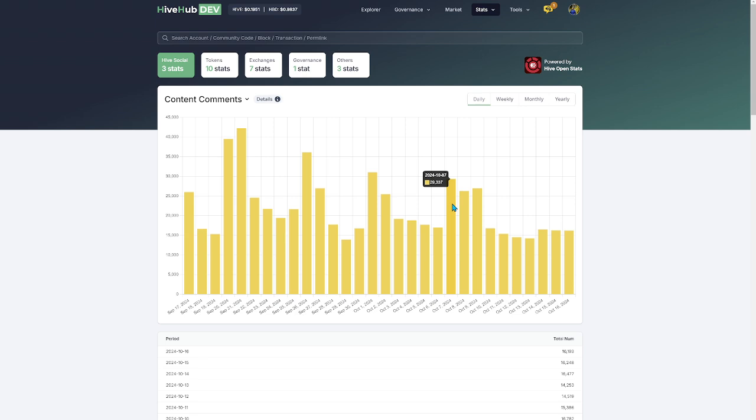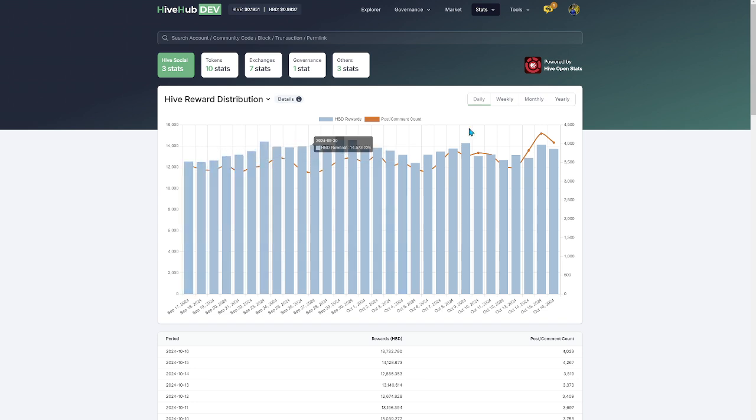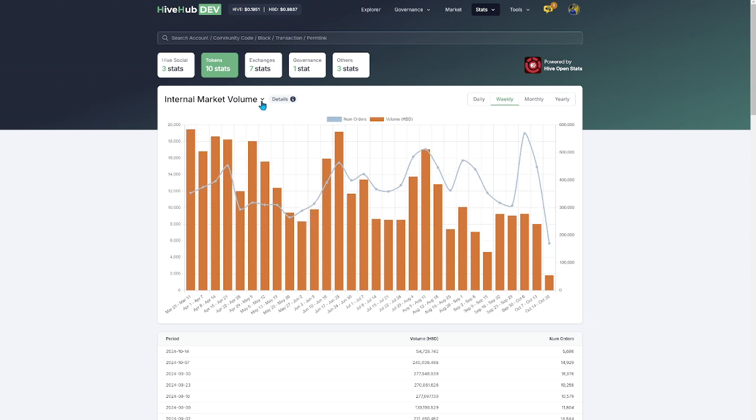I will say that short form like threads and snaps will all be comments. So if there's a lot of people interacting with posts, or there's a lot of short form comments, those will be represented in the comments. Hive reward distribution, how much Hive was distributed on those days or those weeks. So there you go.